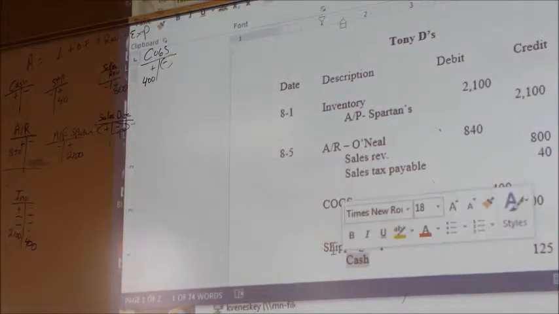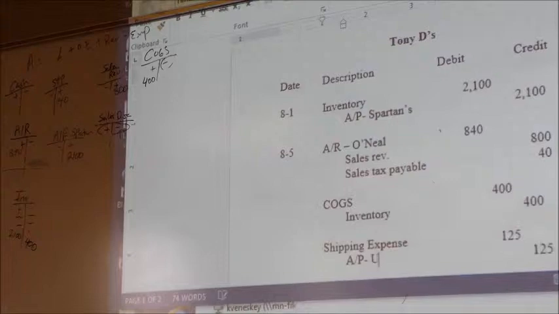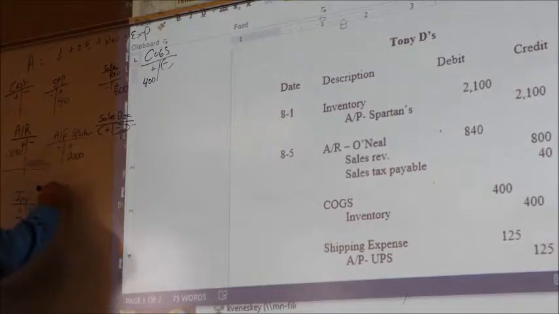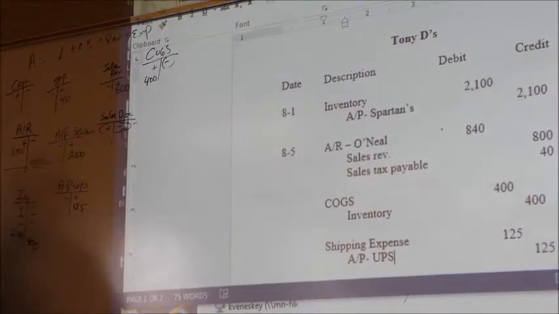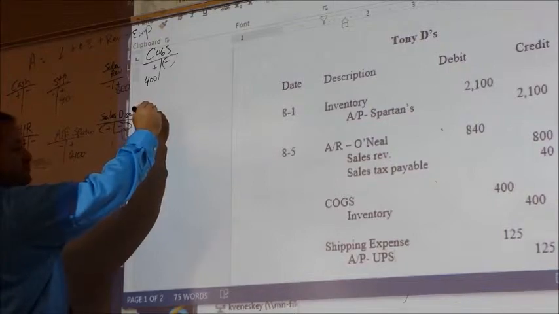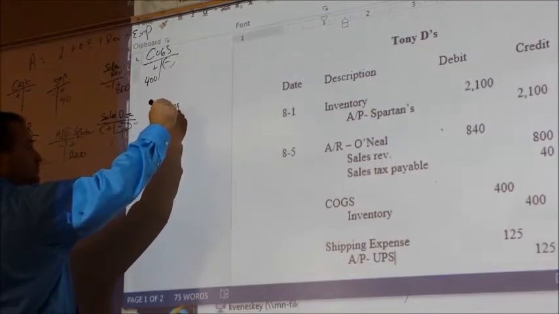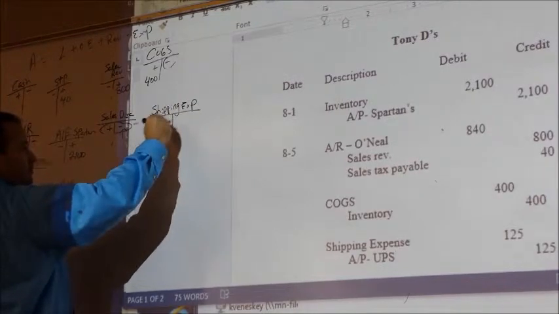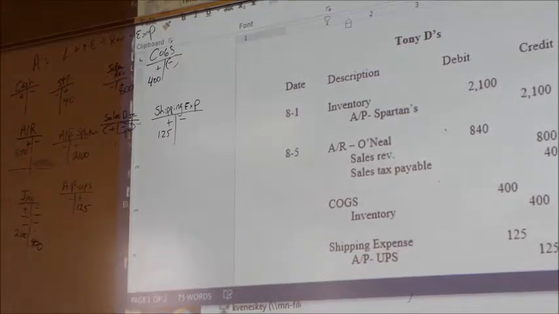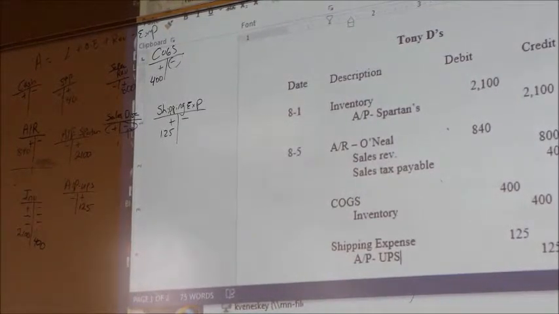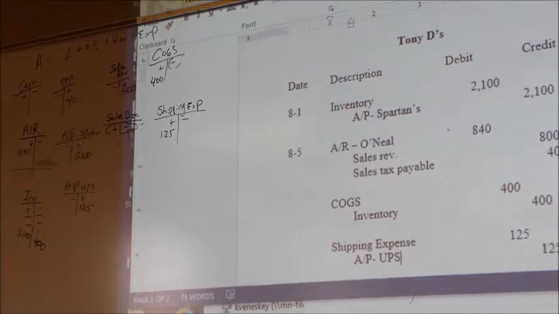And then I would, let's change this. Accounts payable. I'm not partial to UPS, it's just the easiest to type out fast. So we had a really long journal entry, 3 of them, for this date.